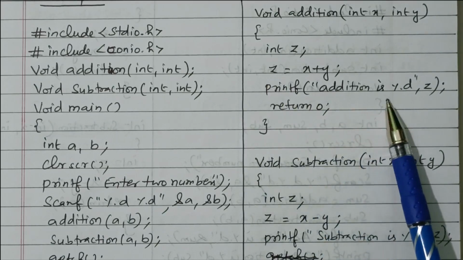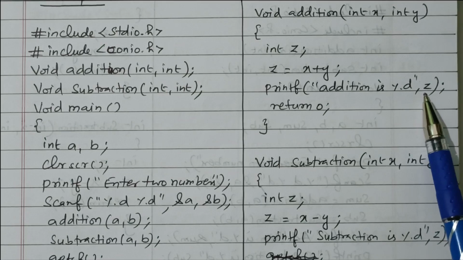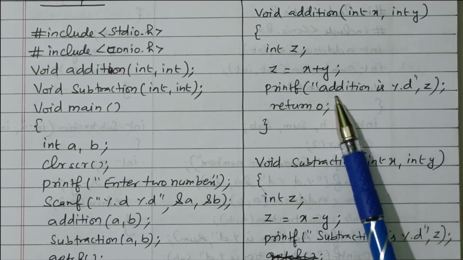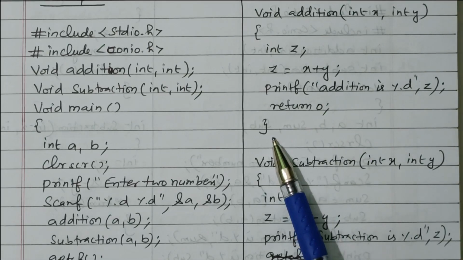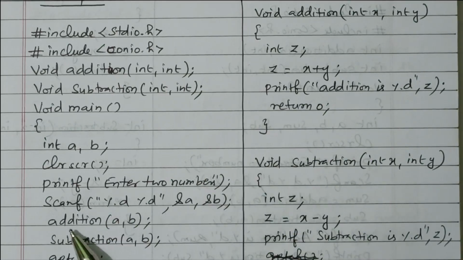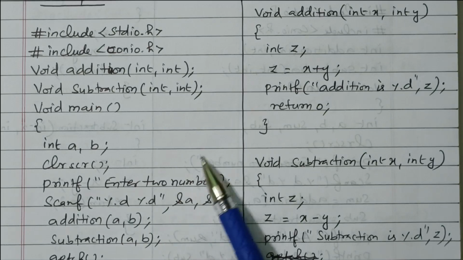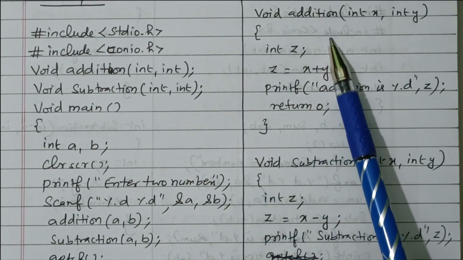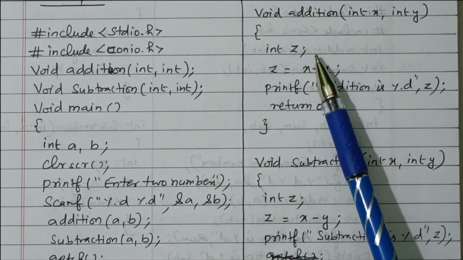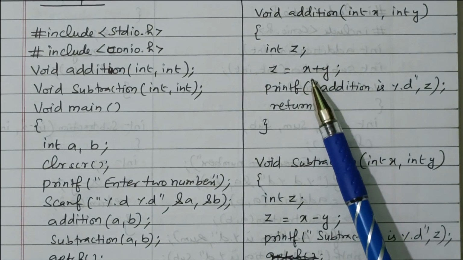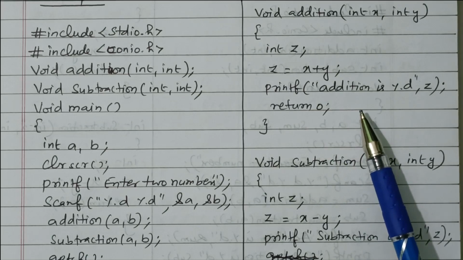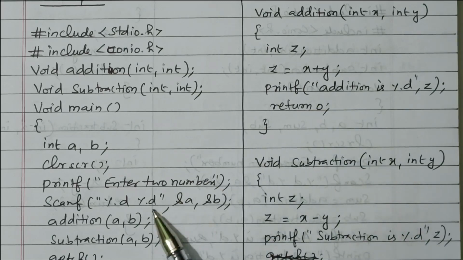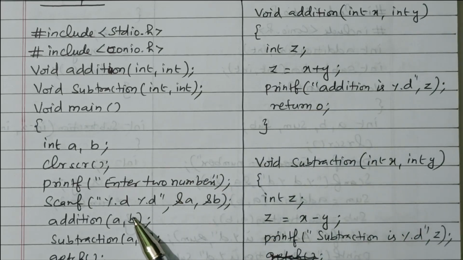So the answer is printed in the function itself. printf("Addition is %d", z). So the added number will be printed here. Then return 0, close the parenthesis. Right. So when addition is called, the control will transfer to the function definition. Inside it will declare one variable, add these two numbers and store the result in z. That z is printed. Now the control will transfer back again without any argument.